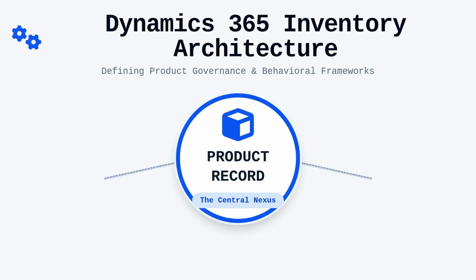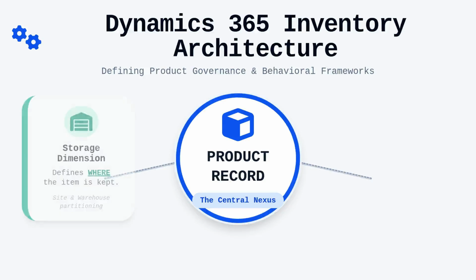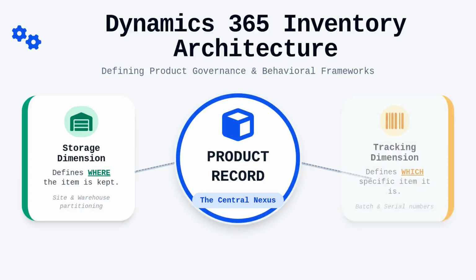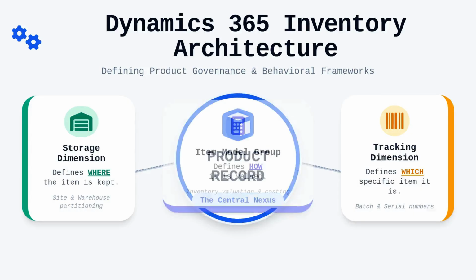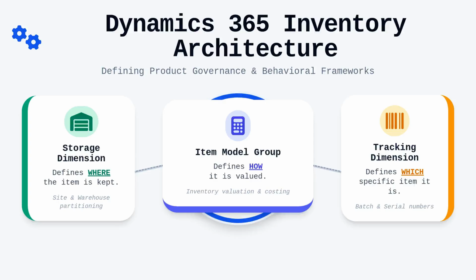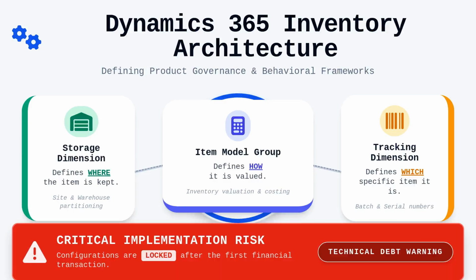At the heart of this system lie three pillars: the storage dimension group, the tracking dimension group, and the item model group. Each serves a distinct purpose in partitioning information, yet they are inextricably linked through the product record to enforce consistency across transactional boundaries. If you get these configurations wrong at the beginning, you face significant technical debt, as these dimensions are often locked once the product has seen its first inventory transaction or financial movement.